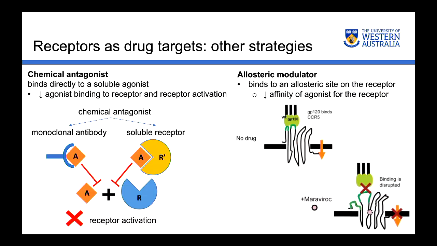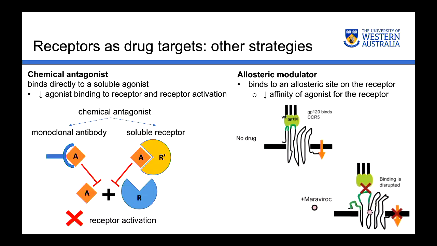First is, again, chemical antagonists. This refers to drugs that can bind directly to a soluble agonist. By binding to the agonist, it prevents the binding of the agonist to the receptor, and therefore this way can also inhibit receptor activation. Now, in terms of chemical antagonists, there are two ways. One is monoclonal antibody.